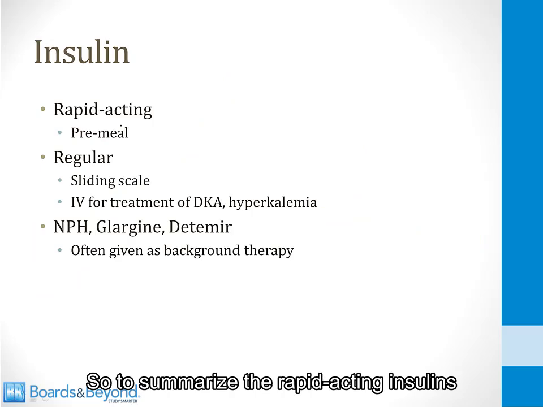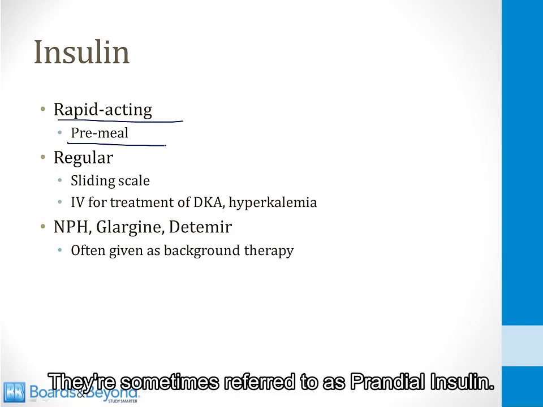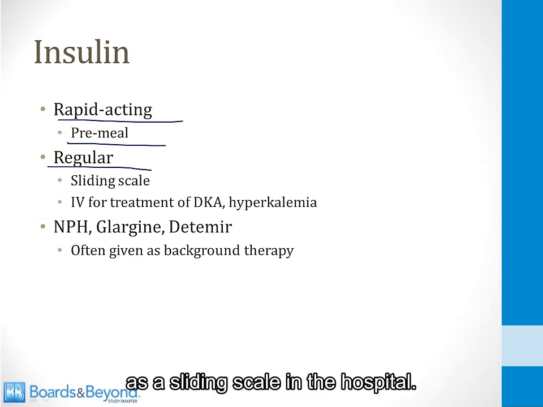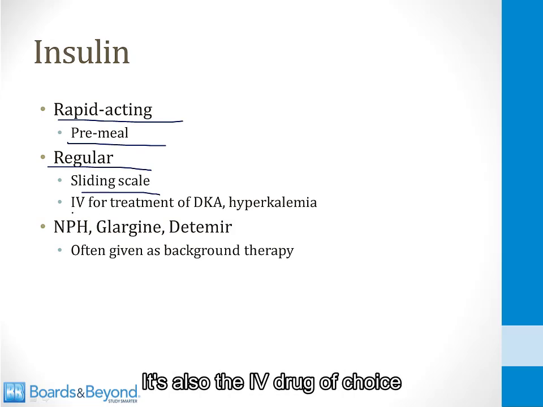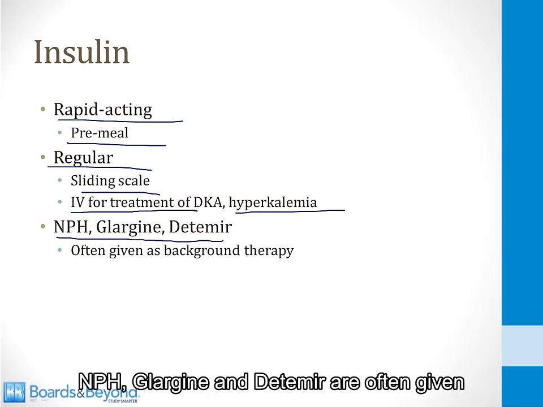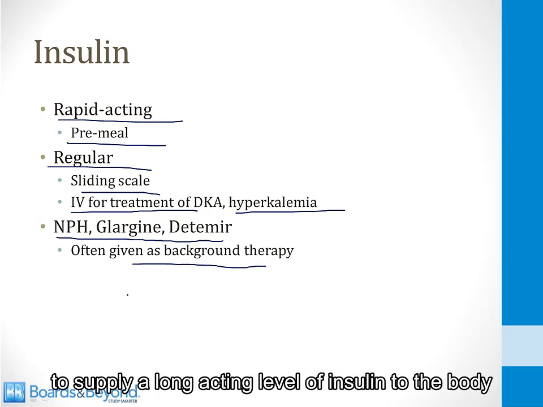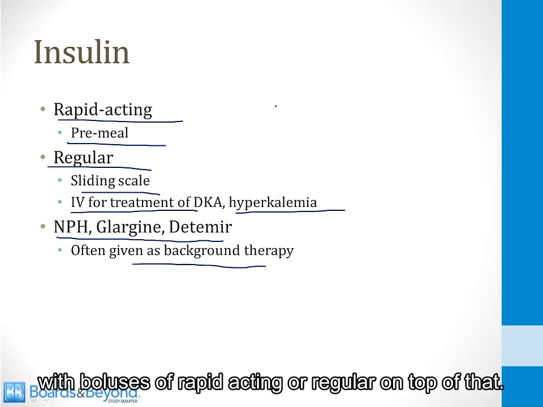So just to summarize, the rapid-acting insulins are often given pre-meal. They're sometimes referred to as prandial insulins. Regular insulin is given as a sliding scale in the hospital. It's also the IV drug of choice for treatment of diabetic ketoacidosis and hyperkalemia. NPH, glargine, and detemir are often given as background or so-called basal therapy to supply a long-acting level of insulin to the body with boluses of rapid-acting or regular on top of that.